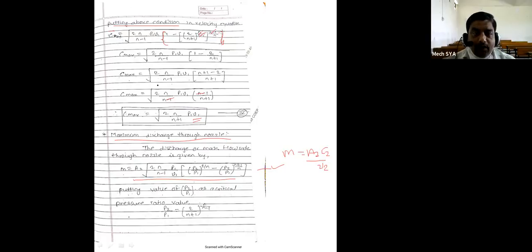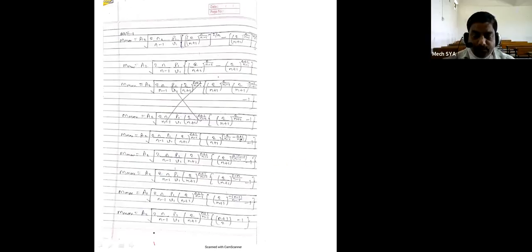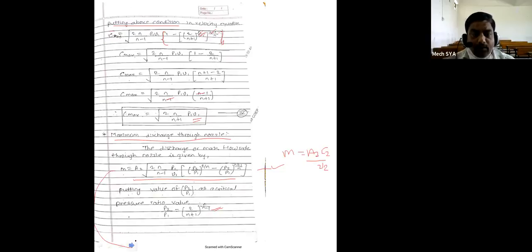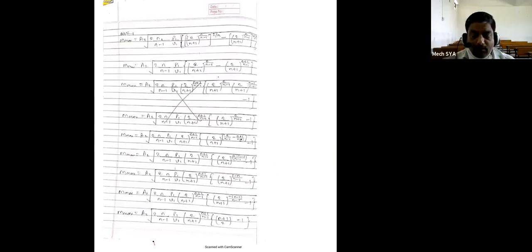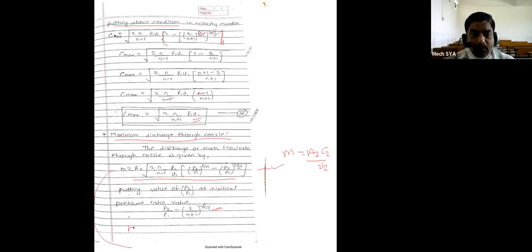Now again, the critical pressure ratio value we know: P2 upon P1 is equal to 2 upon n plus 1 raised to n upon n minus 1. This value of P2 upon P1 we have to substitute here also and simplify it. And then after simplification, m will become M max.